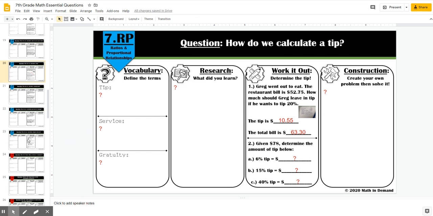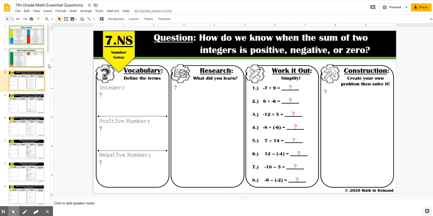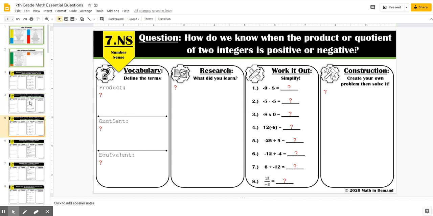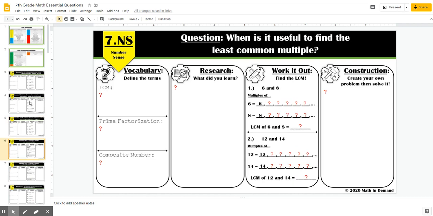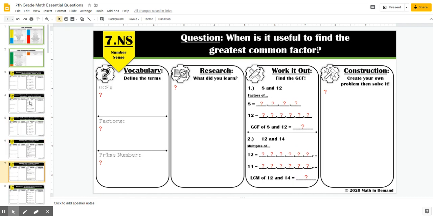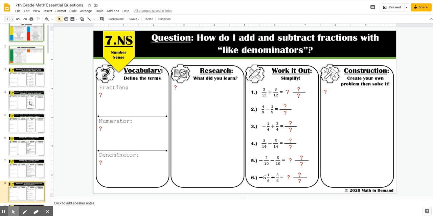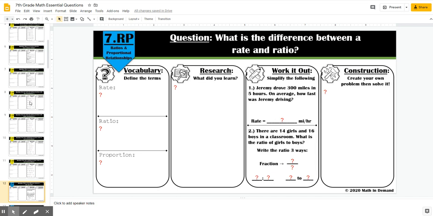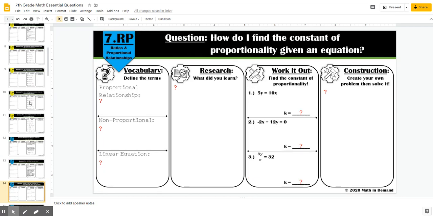Okay. So that's pretty much it for the essential questions. If I go through real quick, you can see I basically have an entire year's worth of concepts. So the next one is on opposite, absolute value. We're looking at multiplying, dividing integers, least common multiple, greatest common factor. We're also getting into adding, subtracting, fractions, multiplying, dividing. What's the difference between a rate and ratio? How do I find unit rate?